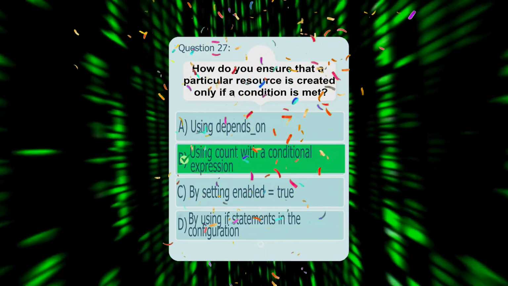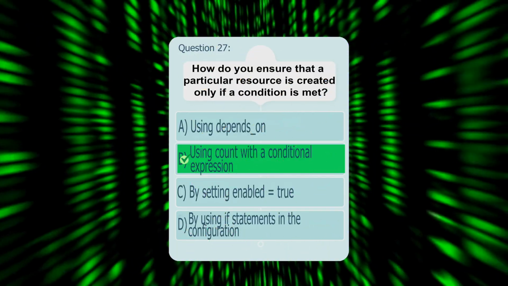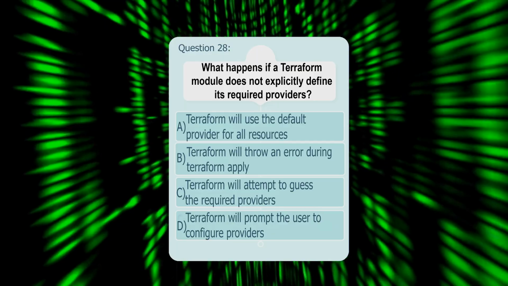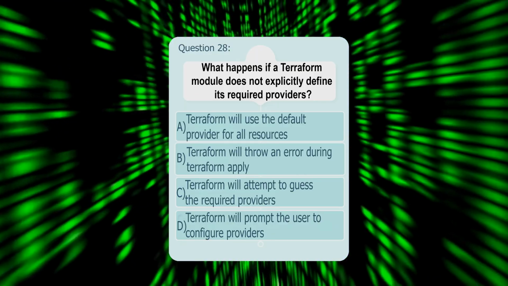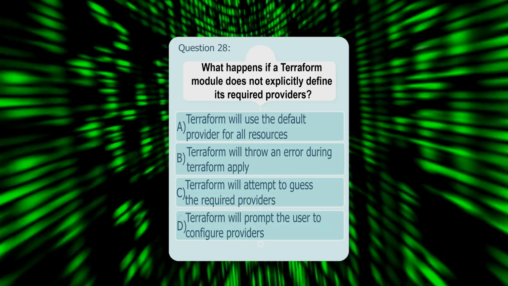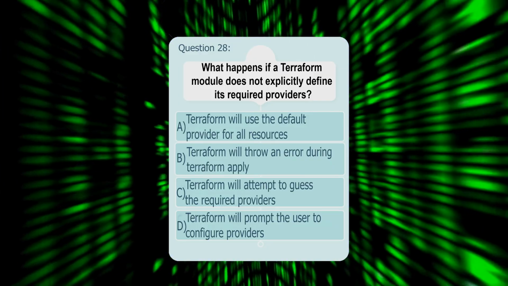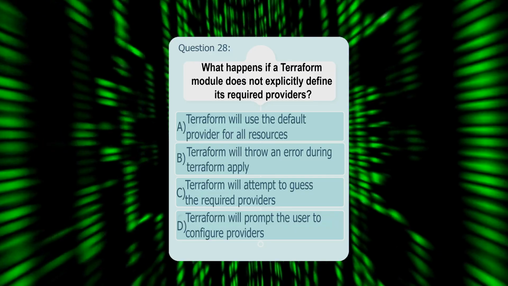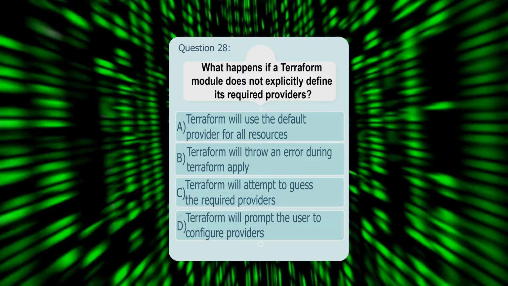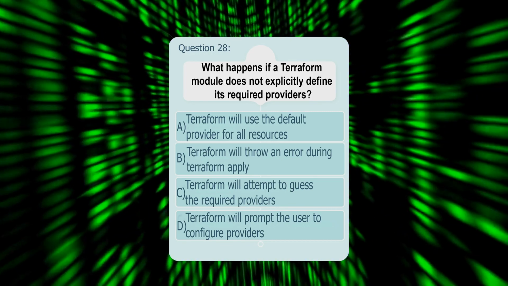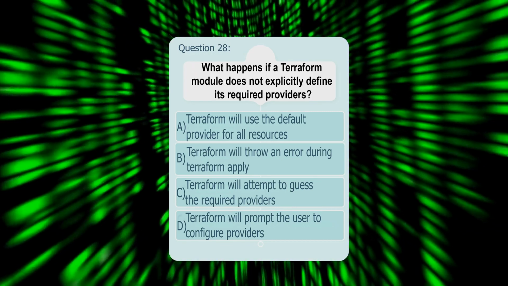Answer. B. Using count with a conditional expression. Question 28. What happens if a Terraform module does not explicitly define its required providers? A. Terraform will use the default provider for all resources. B. Terraform will throw an error during Terraform apply. C. Terraform will attempt to guess the required providers. D. Terraform will prompt the user to configure providers.